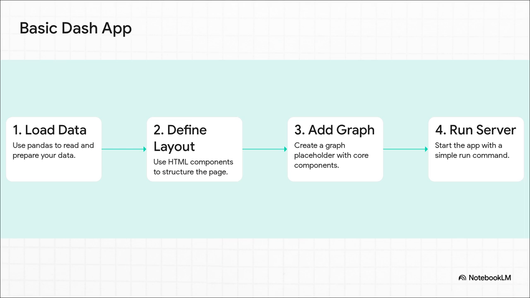It really just boils down to 4 steps. First, you load your data. You'll probably use Pandas for that. Second, you define the layout, kind of like building a web page with simple blocks. Third, you add a spot for your graph to live. And fourth, you just run the server. That's basically it. You can get something up and running way faster than you think.